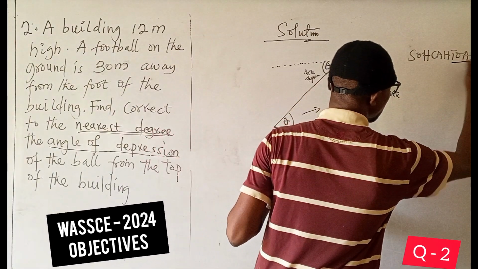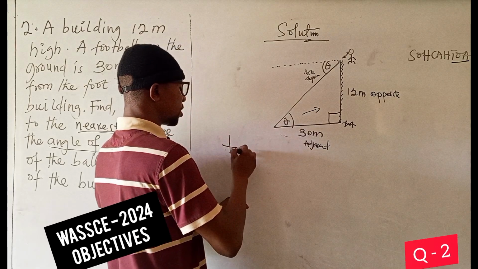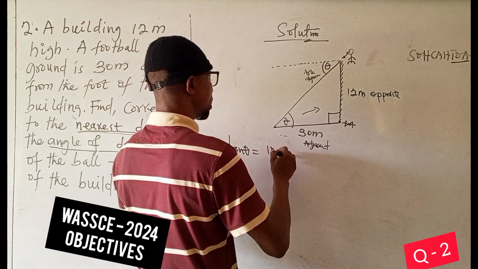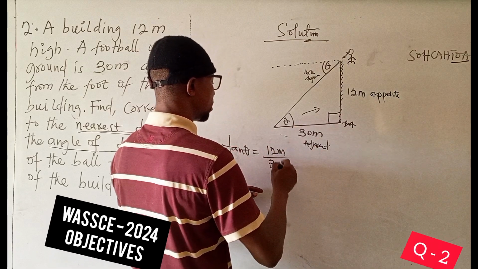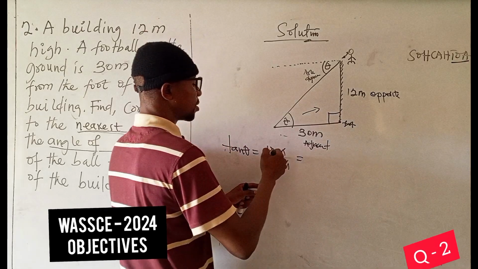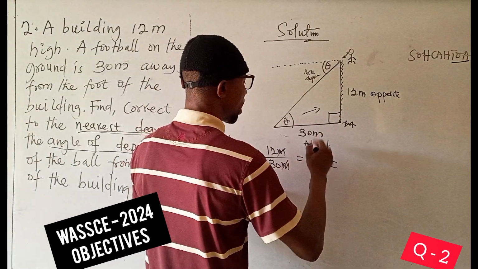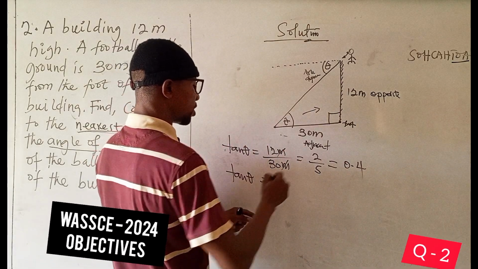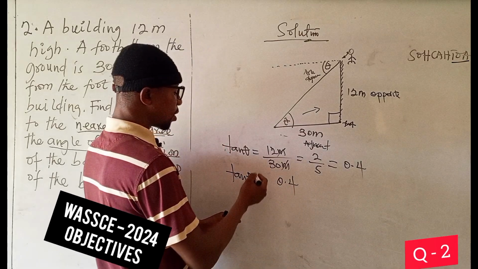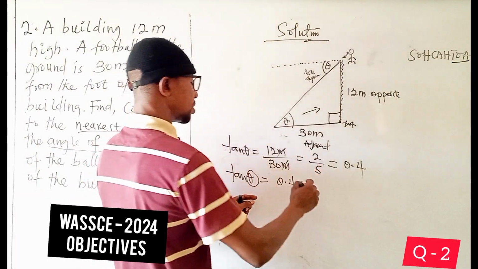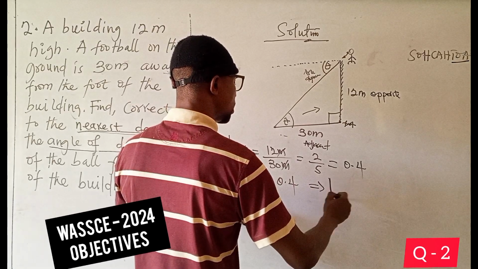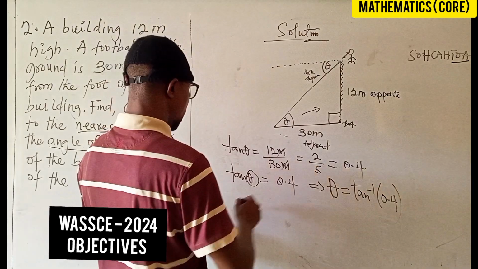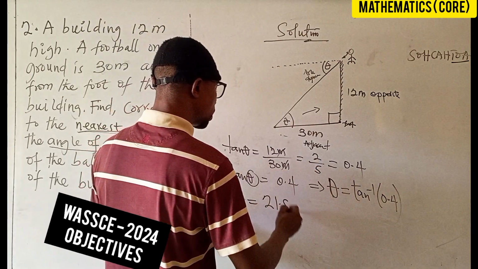The trig ratio we shall use is tan. So we have tan theta is equal to opposite over adjacent. Opposite is 12 meters and that of the adjacent is 30 meters. By further simplification, 12 over 30 becomes 2 over 5. By division, we have 0.4. So we have tan of the angle of depression is equal to 0.4. We need the angle of depression, which is theta, so we take tan inverse of this answer. So theta is equal to tan inverse of 0.4. Then at the end, we have 21.8 degrees.